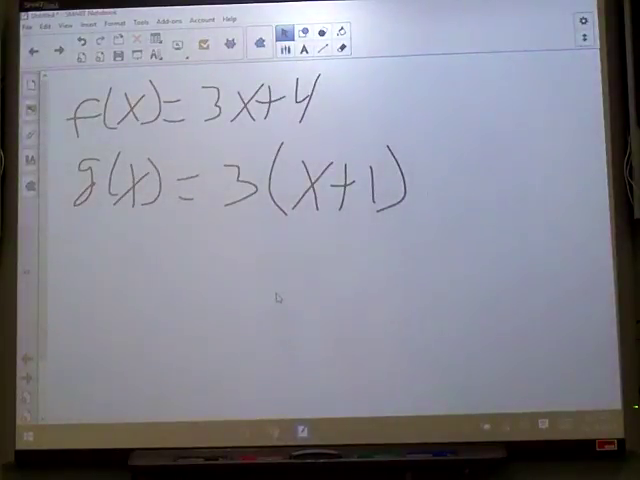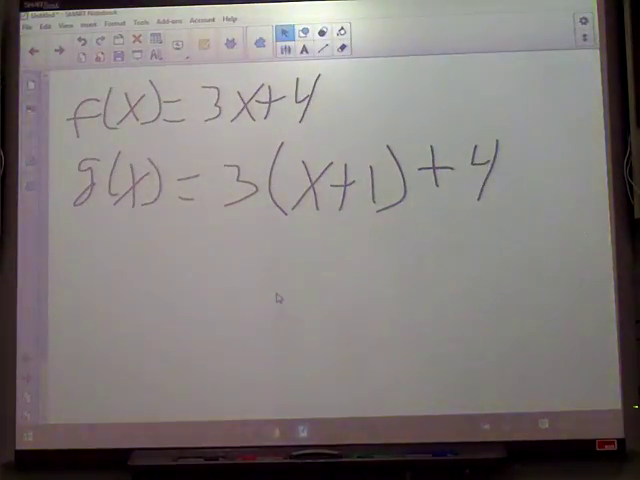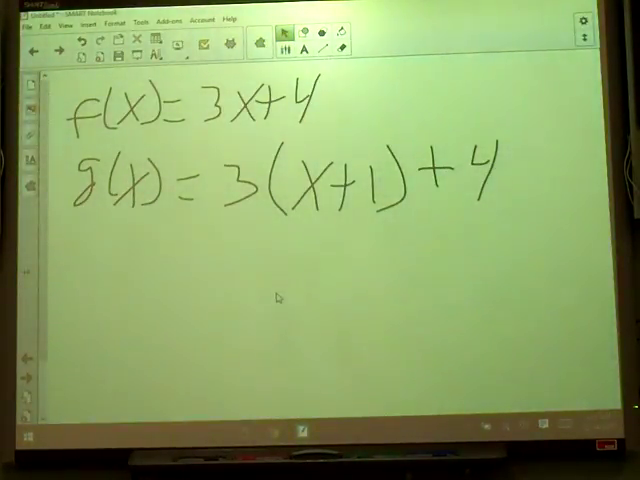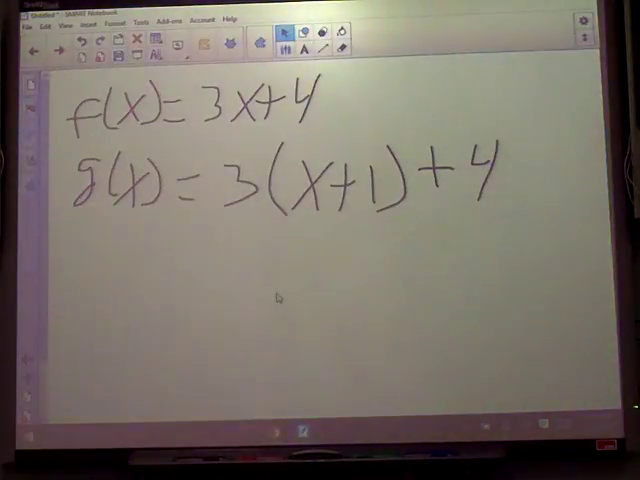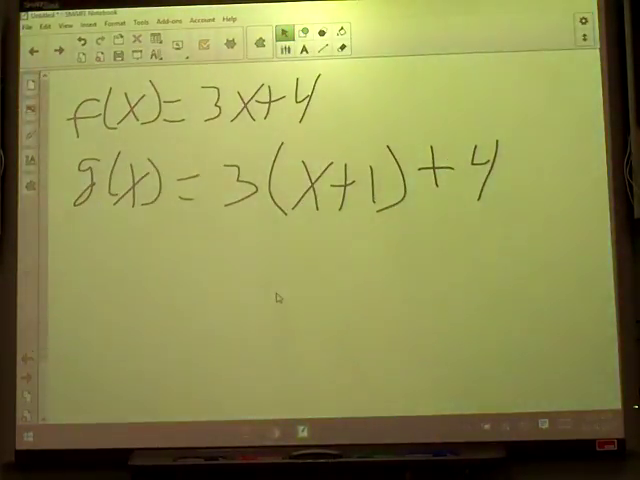I just did 3 times the quantity x plus 1, and then still got a plus 4 on the end. Now you could, if you wanted to, simplify that and distribute the 3, but I would not, because that shows it pretty clear. In with the x, you're scooting it left.